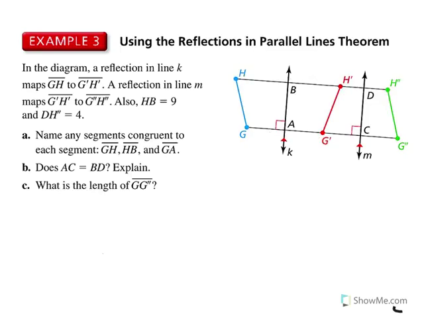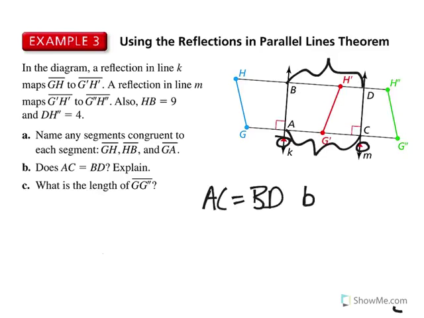Then if we look at B, it asks us if AC is equal to BD. So AC is this length here between our two parallel lines. And then BD is this top portion here between our two parallel lines. Well, since we know that parallel lines are always equal distance apart, yes, AC would be equal to BD because lines K and M are parallel.